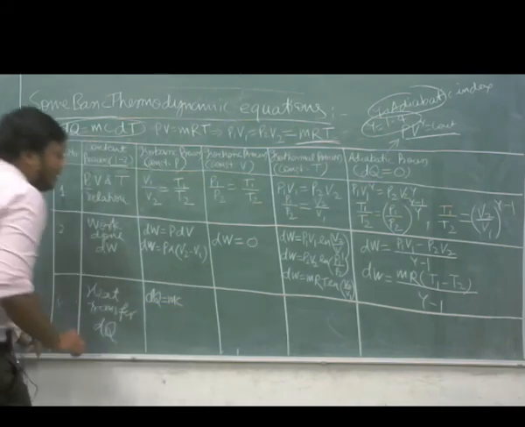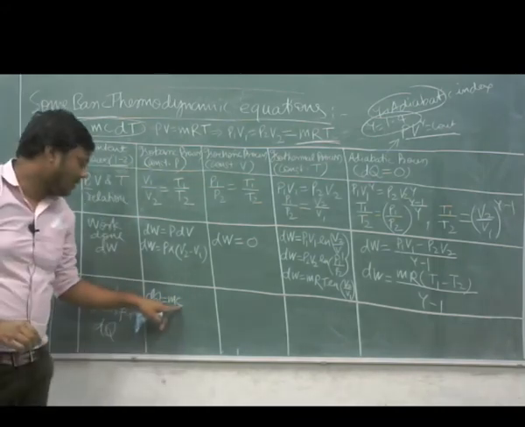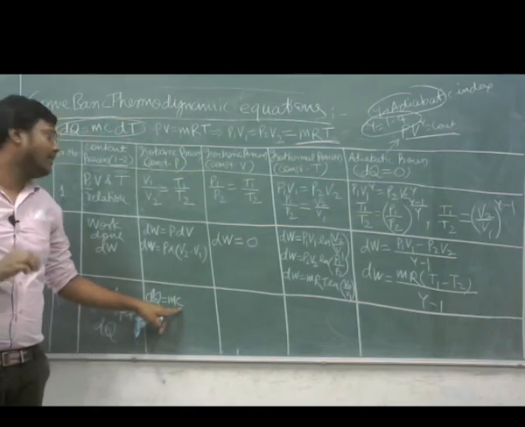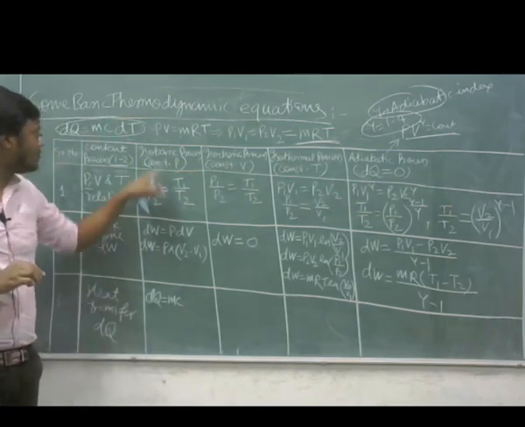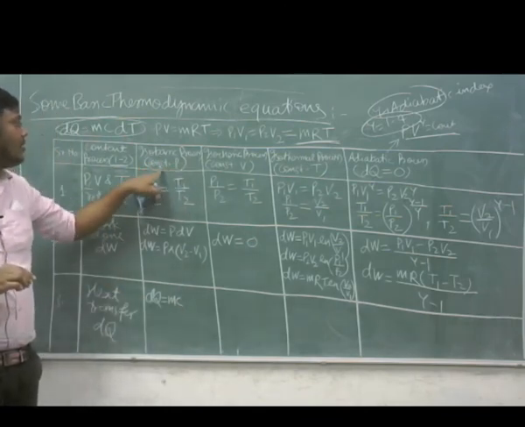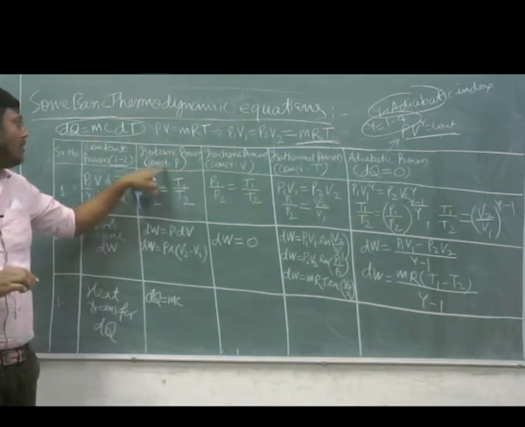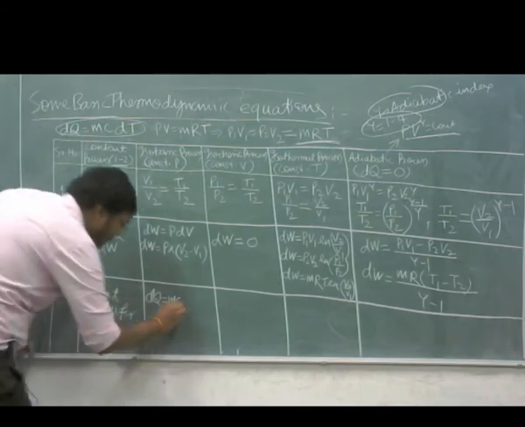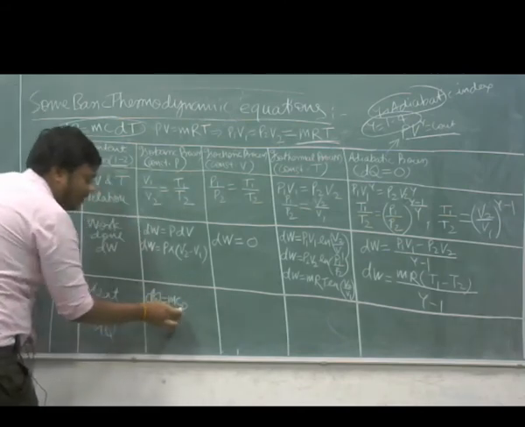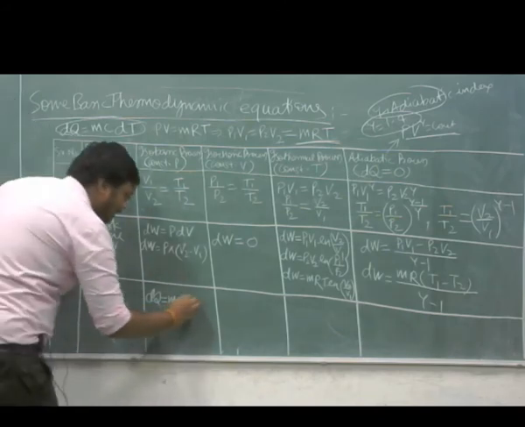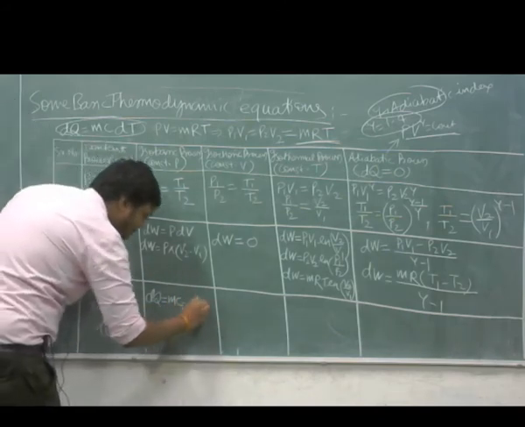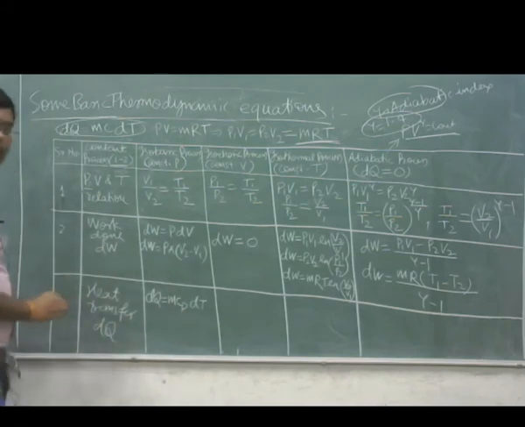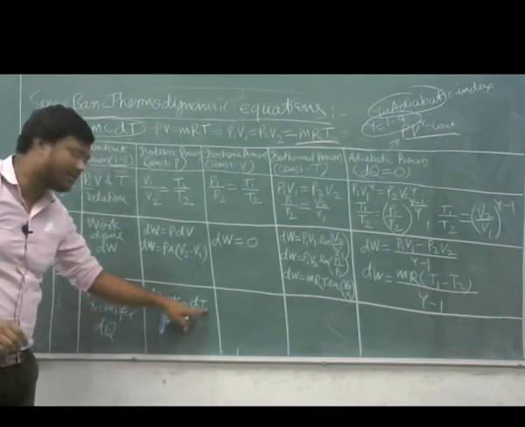mc, but here in place of c we have to write Cp because we are talking about isobaric process where pressure is constant. So in place of c, we need to write Cp, the specific heat for constant pressure. So m Cp and delta T. Delta T means difference in temperature.